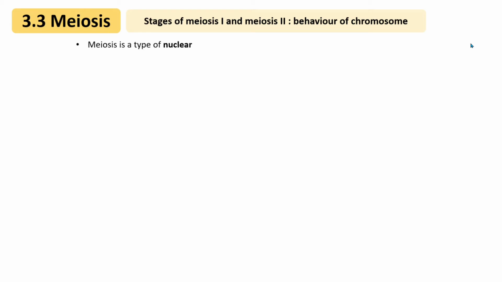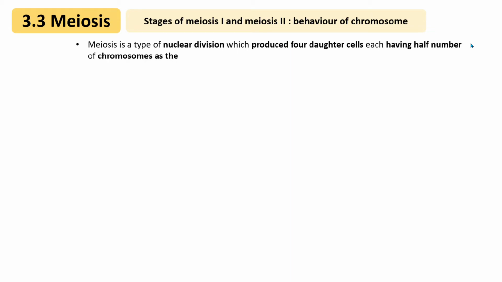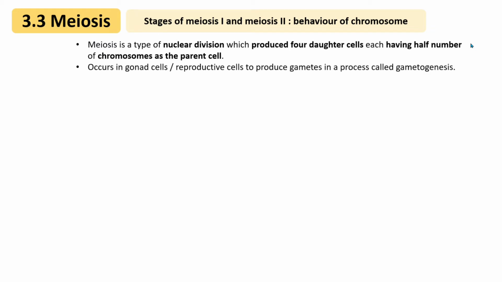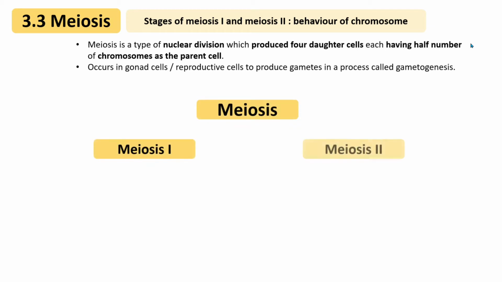Meiosis is a type of nuclear division which produces 4 daughter cells, each having half the number of chromosomes as the parent cell. Meiosis occurs in gonad cells or reproductive cells to produce gametes in a process called gametogenesis. Meiosis can be divided into 2 main stages: meiosis 1, where the first nuclear division occurs, and meiosis 2, where the second nuclear division occurs.